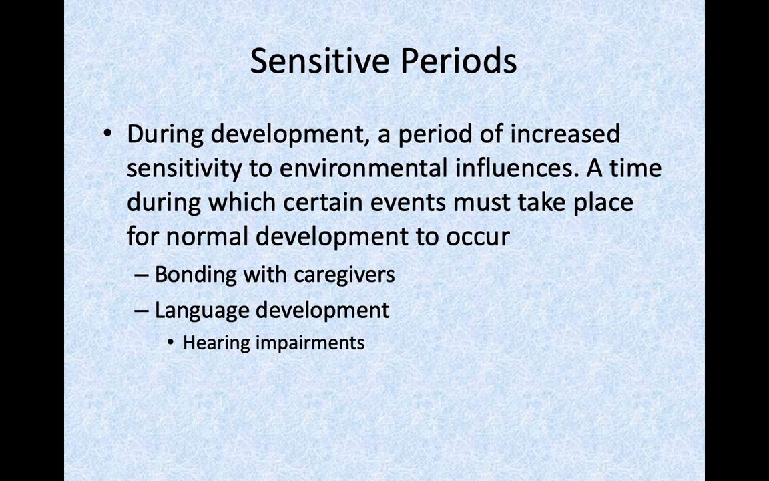So I mentioned this before, but sensitive periods, these are periods during development where the individual has an increased sensitivity to environmental influences. So during that time, if these events don't take place, they don't have normal development. So, for an example, bonding with caretakers has to happen within the first couple of years of life, or else a child won't ever be able to form normal bonds with other humans. This doesn't usually have any problems. Babies who are around their caretakers regularly are going to have normal bonding, and it won't be a problem.